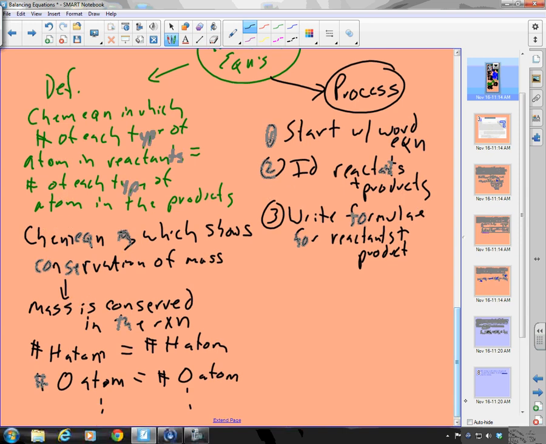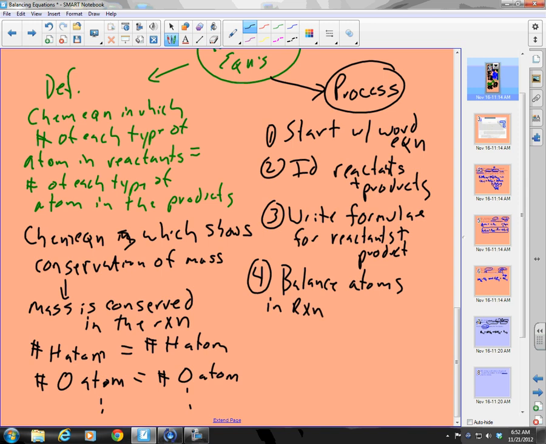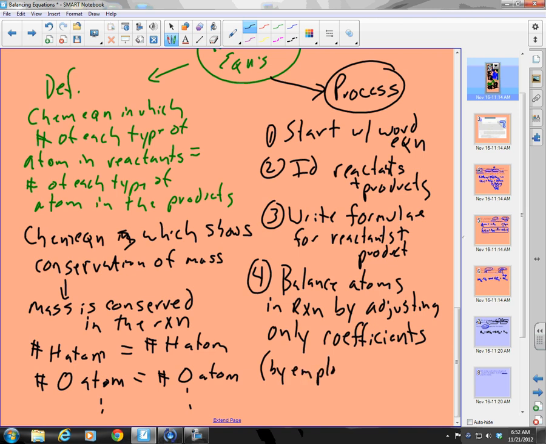What do we do next? Step 4: Balance atoms in reaction by adjusting only coefficients. And what are we really doing here? By employing conservation of mass.